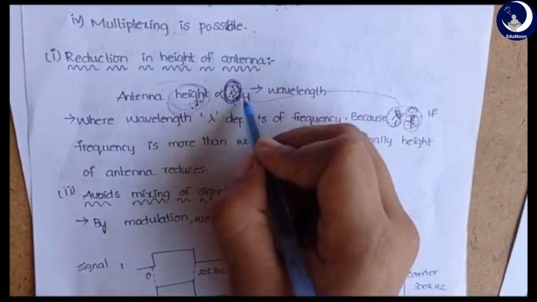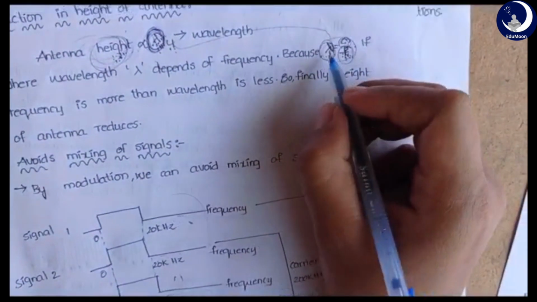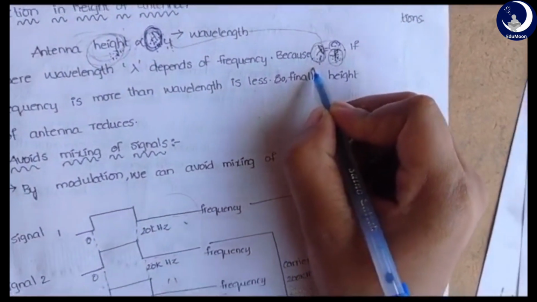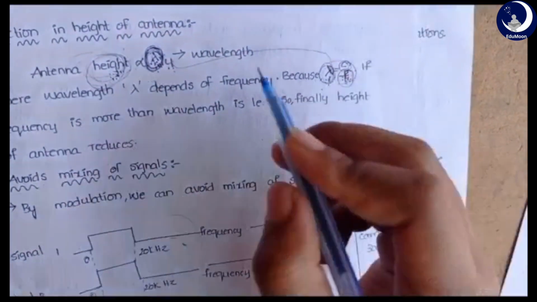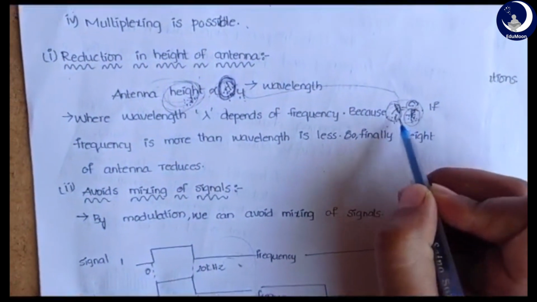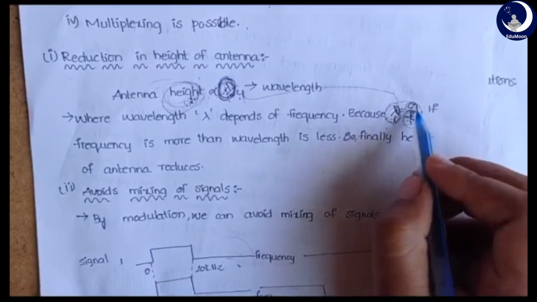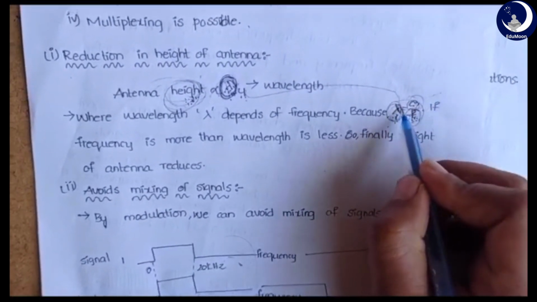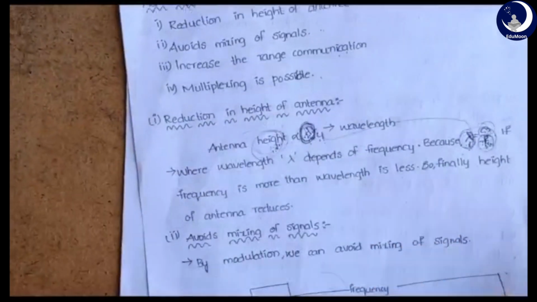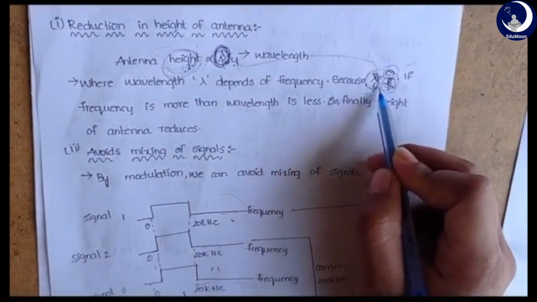Then how does the wavelength decrease? See here, lambda is generally c by f, that is velocity by frequency. Velocity is constant, so wavelength depends on frequency.